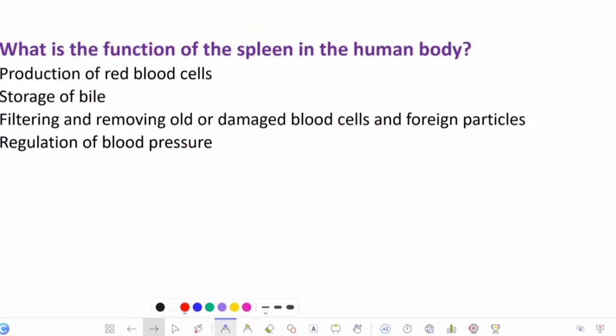What is the function of the spleen in the human body? The spleen in the human body, you can consider it part of the digestive system, or an accessory part of the digestive system, not directly involved in digestion.